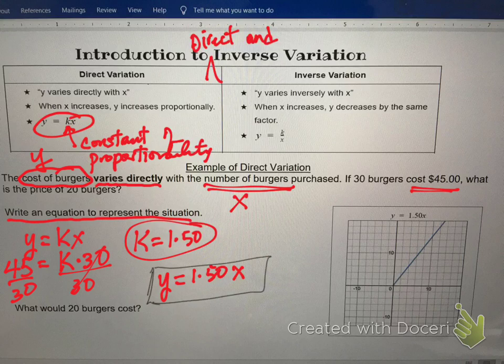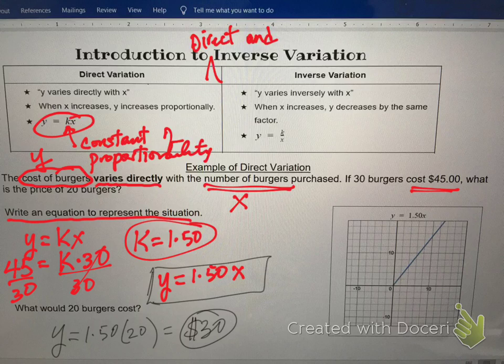And now they're asking what is the price for 20 burgers. So now to find the cost of 20 burgers, you use that same equation, y equals 1.50 times x, and now the number of burgers is 20, so this is y equals 1.50 times 20. And what is 1.50 times 20? 30. So the cost of 20 burgers would be $30.